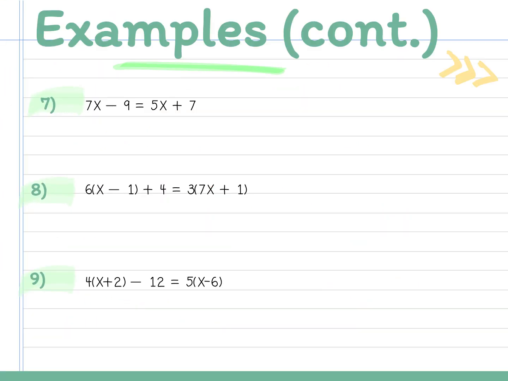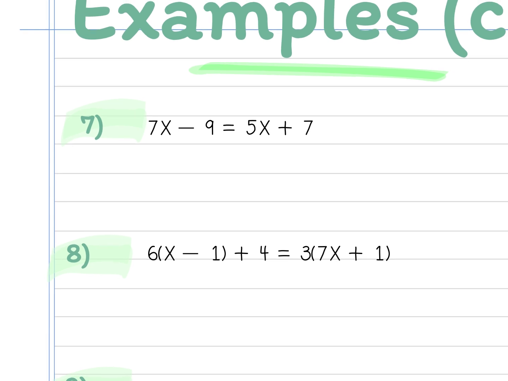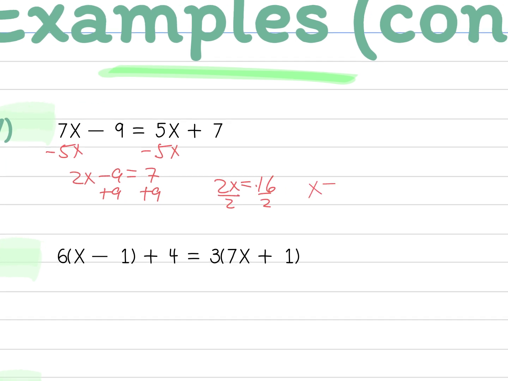All right, so let's do some more. All right, this next one's pretty much the same as what we've been doing. So I'm gonna get the x on one side. I see it on both sides of the equal sign, so I'm just gonna subtract it, and it's gonna get us 2x minus 9 equals 7. And then I'm gonna add 9 on both sides, and so I get 2x equals 16. Divide by 2, and I get x equals 8.